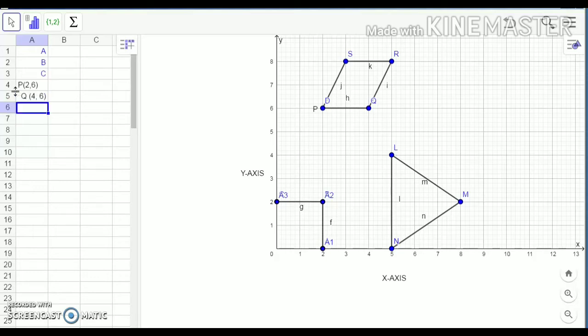Then coordinates of the point are 5, then 8. So it is 5, 8. लिख लेते हैं साथ में. ऐसे ही coordinates of S are 3, 8.